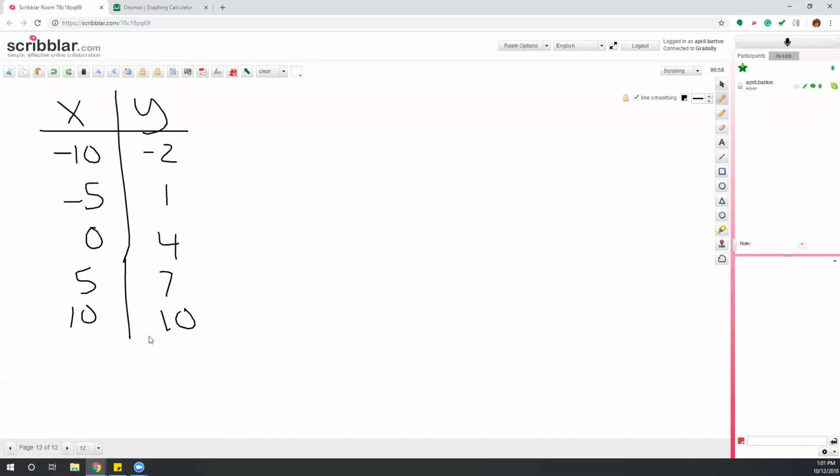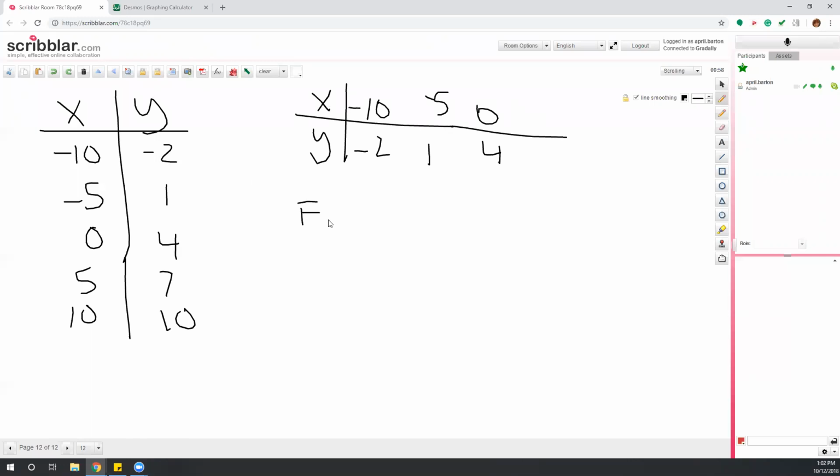So I wrote my table like this. They can also write it sideways. They are the same thing, it's just the direction is changed. So if they ask you to find slope, though, given a table, we still use that y2 minus y1 over x2 minus x1.